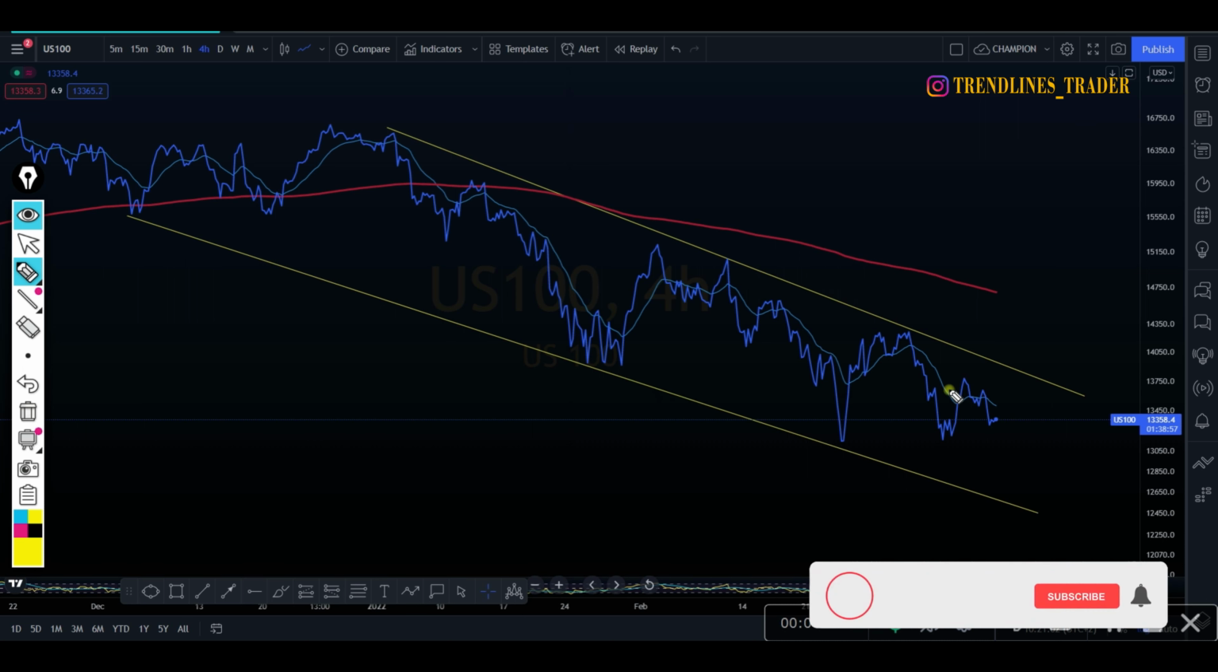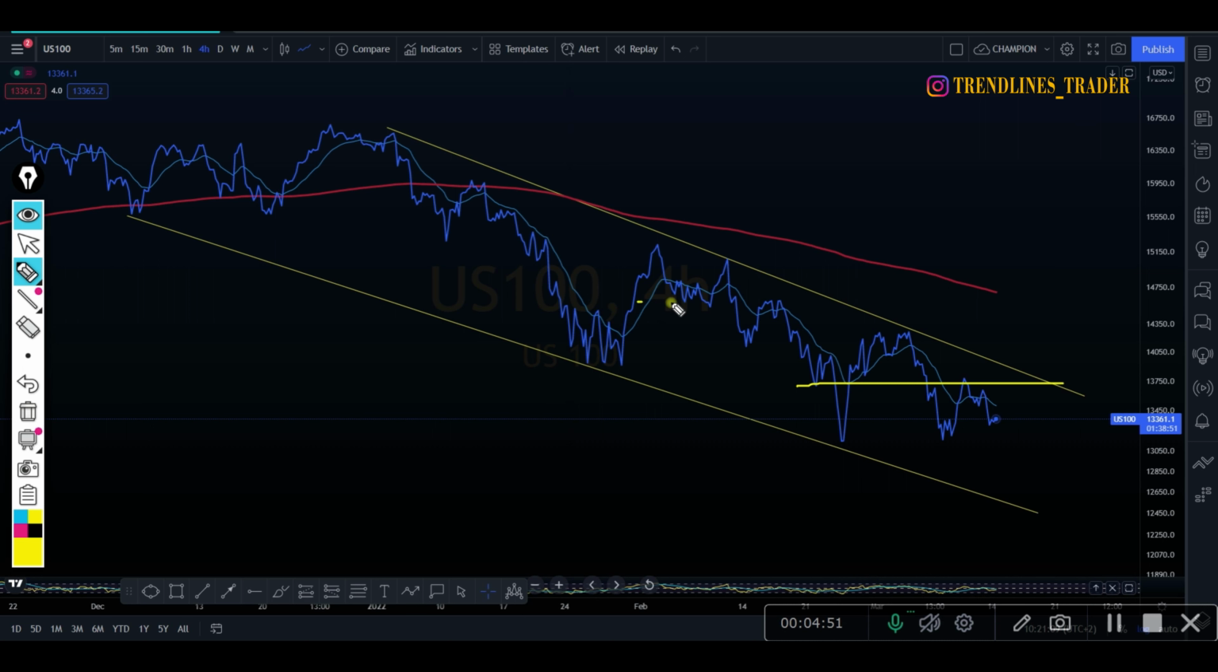But the thing is, you will find our price is reaching the horizontal resistance and horizontal support zones. As you can see here, whenever it reaches these areas, it makes a different type of move. You can also witness it at this level.